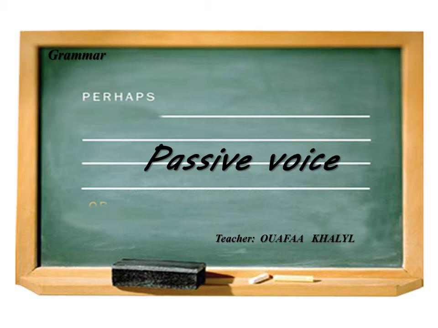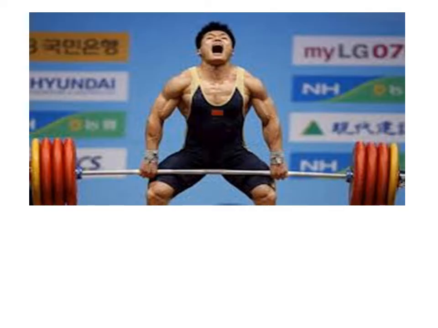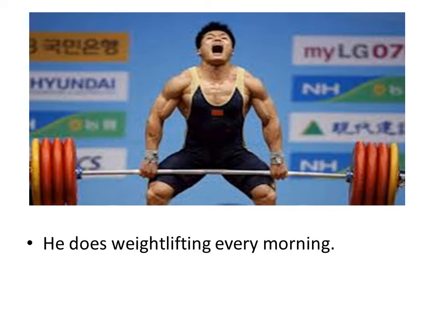In passive voice, we give more importance to the action of the sentence and to the object rather than to the subject of the sentence. The subject is doing the action to the object. Let's have a look at the first example to understand more how we change from active to passive. What does he do, this man? He does weightlifting every morning.